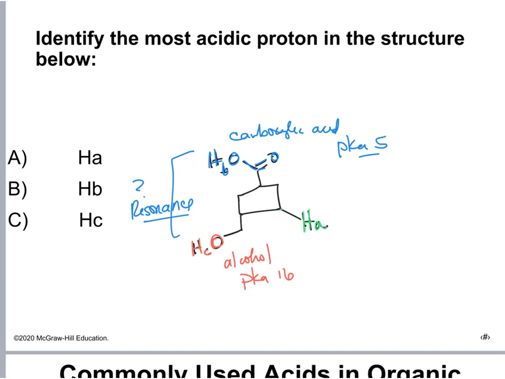Well, HA is on a carbon. And what's the hybridization? It's 1, 2, 3, that's sp3, right? Because we don't have the other hydrogen shown. So an sp3 carbon has a pKa of about 50. So this is going to be your weakest proton. So your most acidic proton in this molecule is going to be Hb.